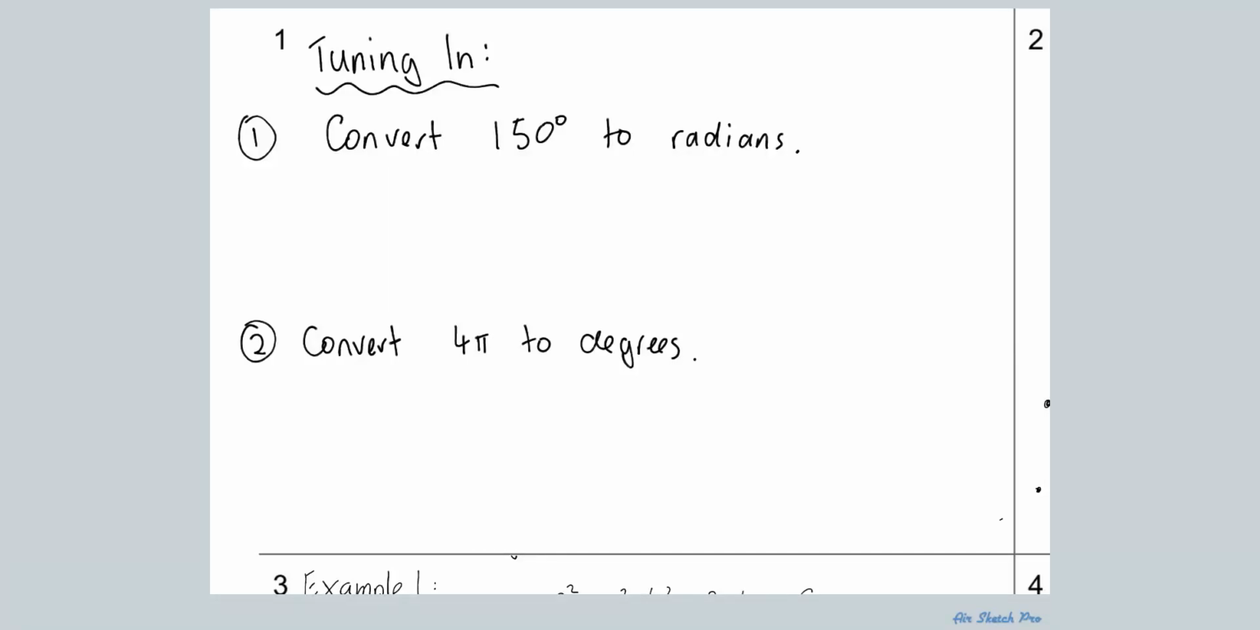So we have two little tuning in exercises. Let's see how you went. What I expected you to do is to go 150 multiplied by pi on 180. And then I'm hoping you might be able to find some common factors of 150 and 180.